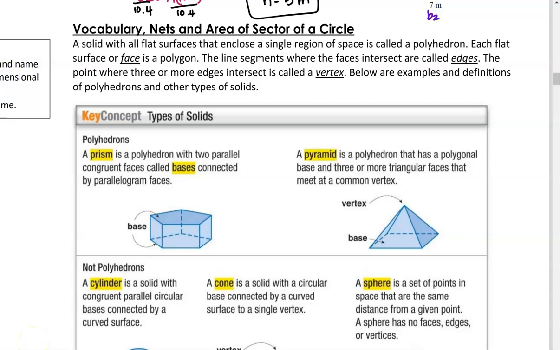In this lesson, we're going to look at a little bit of vocabulary for three-dimensional figures, and then what nets are, and then finding area of a sector of a circle. So in our pre-volume stuff we looked at what a face, an edge, and a vertex are. Remember that a face is that flat surface, an edge is where those faces meet, and a vertex is where three or more edges intersect at a point.